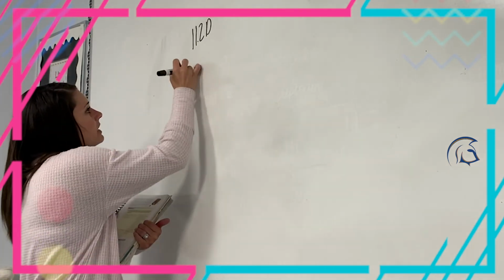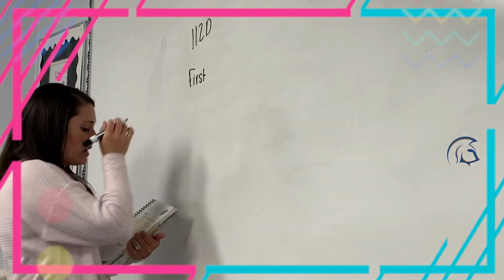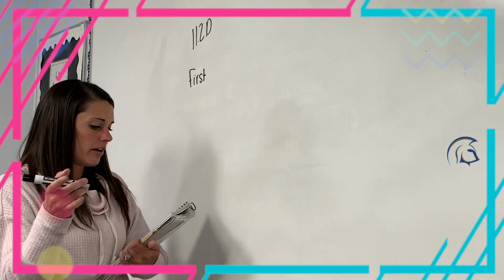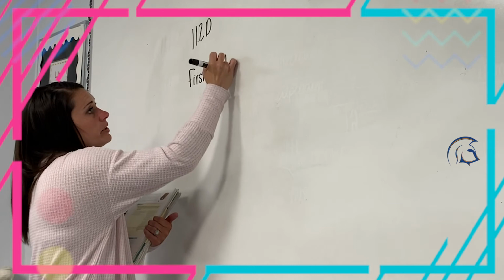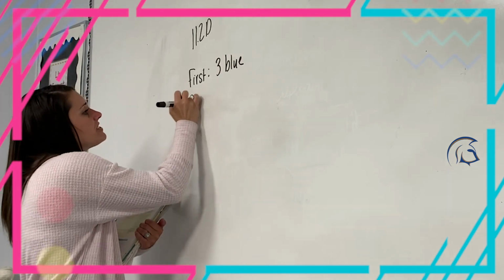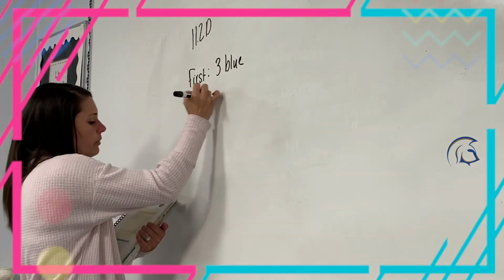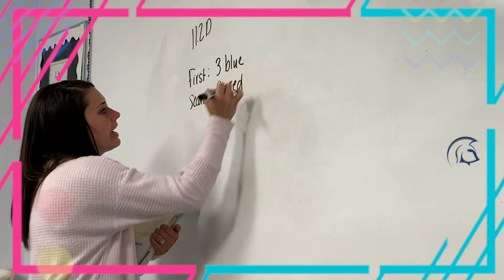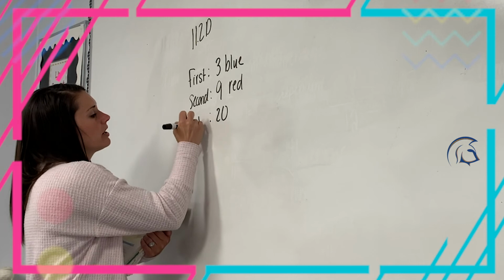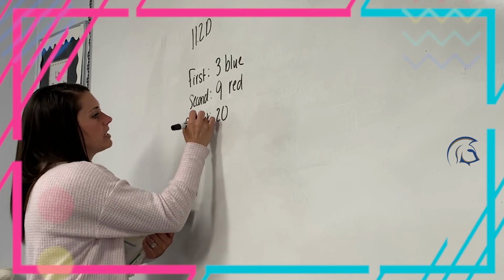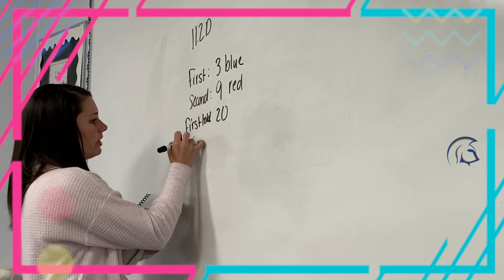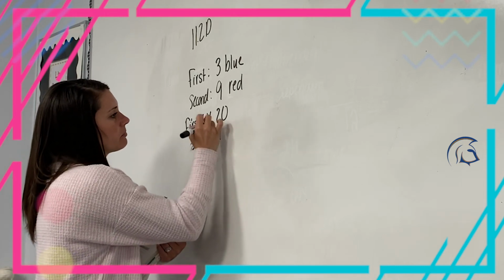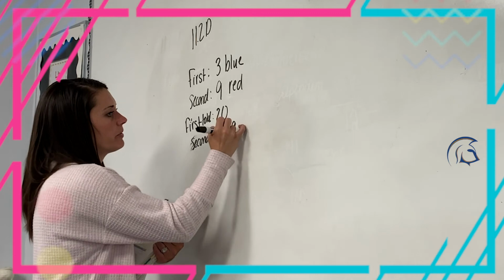So your first event, what is it asking for? It's asking for blue candies. How many are there? 3. There's 3 blue. Your second event that it asks you for is red, so there are 9 red. Now, your first total outcome is 20. Your second total is 19, okay? Because you're not replacing the one that you drew out.